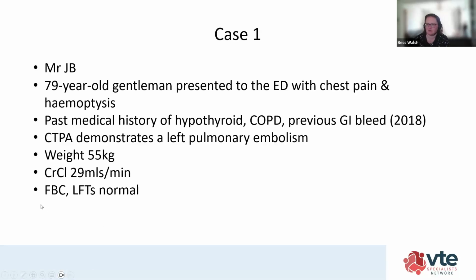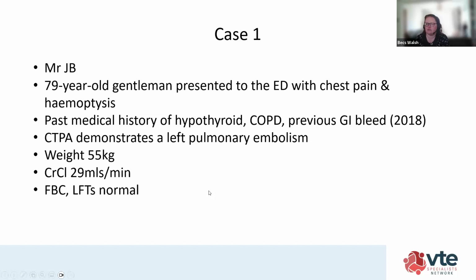So case one is Mr JB, a 79-year-old gentleman who presented to the emergency department with chest pain and hemoptysis. Past medical history of hypothyroid, COPD, and a previous GI bleed in 2018. CTPA demonstrates a left pulmonary embolism, and there are some pertinent factors about this chap. He's 55 kilograms, his creatinine clearance is 29 mils per minute. His full blood count and his LFTs are normal.